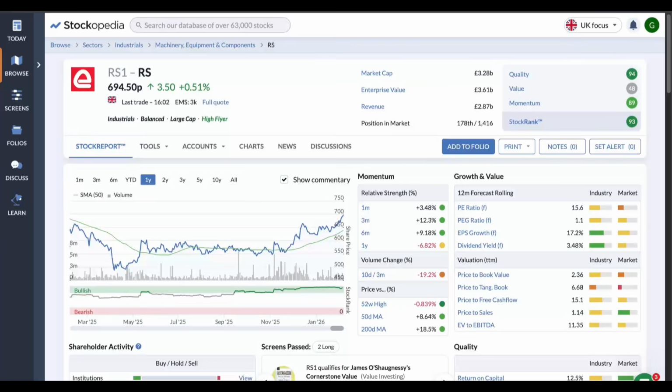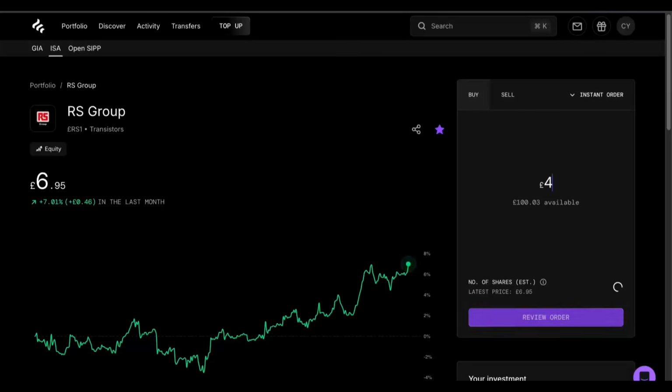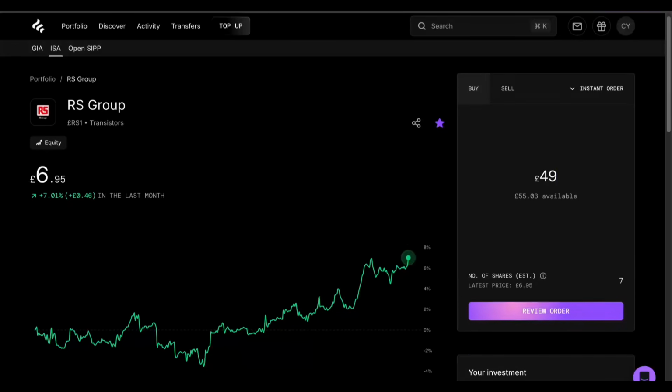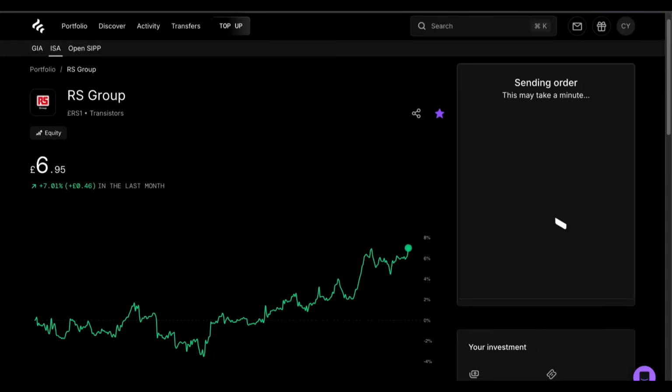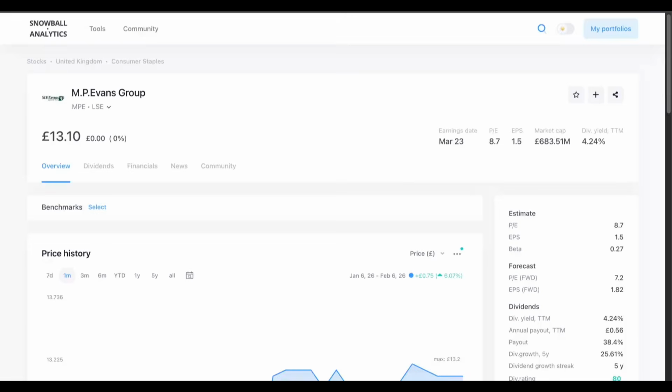They also have a very impressive stock rank score at 93, with them having a quality score at 94 and a momentum score that's sitting at 89. In today's video, I'm going to be adding 7 shares to my position, which will now mean I hold a total of 15 shares, and this is going to cost me £48.86.